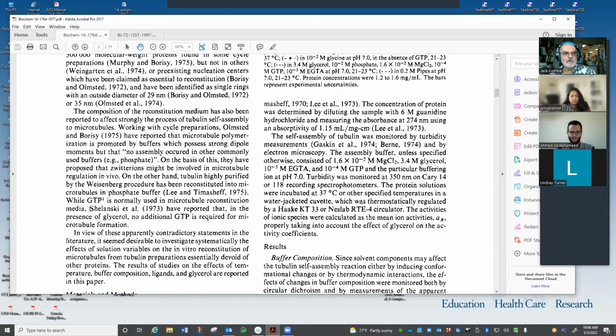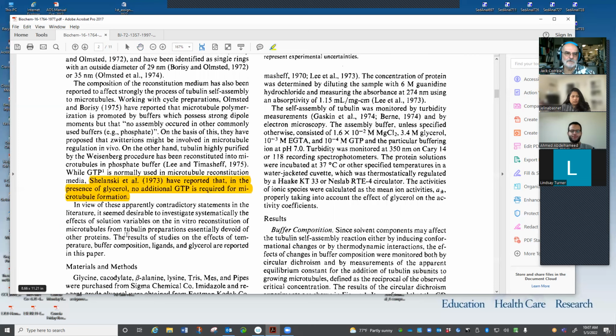You know, Shelanski was one of the first papers that actually showed that you could polymerize microtubules in vitro. And this business about glycerol not needing GTP was not really true. It turned out that there was some ATP in the solution because of the way they equilibrated or didn't equilibrate. And the ATP was what was donating the phosphate to the GTP to allow assembly. The glycerol certainly enhanced stuff. And that was one of the big controversies about what was and wasn't required.